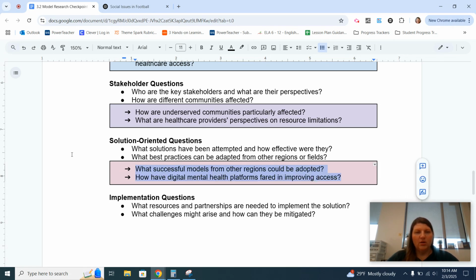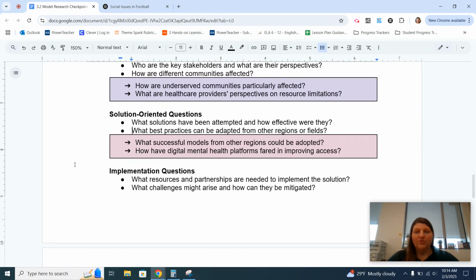Solution-oriented questions are, what are some successful models from other regions that could be adopted? So maybe there are other parts in Connecticut or other states that have some really effective practices, or maybe there are some things that have been tried in other areas that really haven't worked, and then I can steer clear of those things. How have digital mental health platforms fared in improving access? So that is a solution that's already been put in place. How has that improved access? And then what limitations are there still?